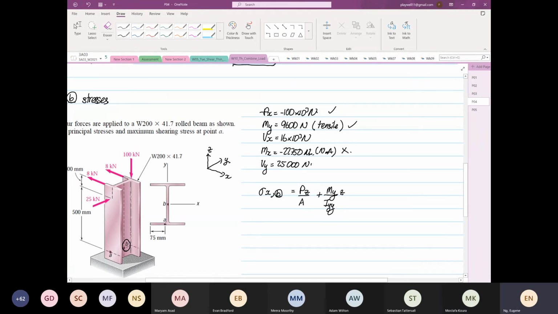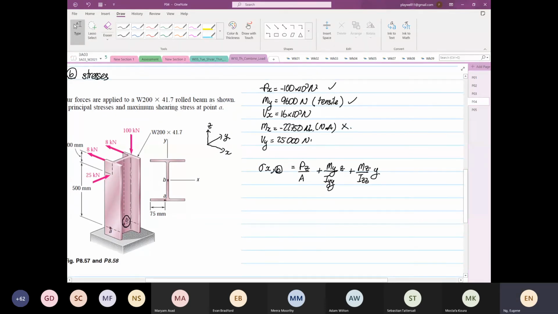Then My over Iyy multiplied by z plus Mz over Izz. So we know from the table the area. Let me see how much is the area. You guys have the table, okay? I don't want to flip left and right. I don't want to make you guys crazy. So the area is equal to, now I can't see my area because the words are so small.